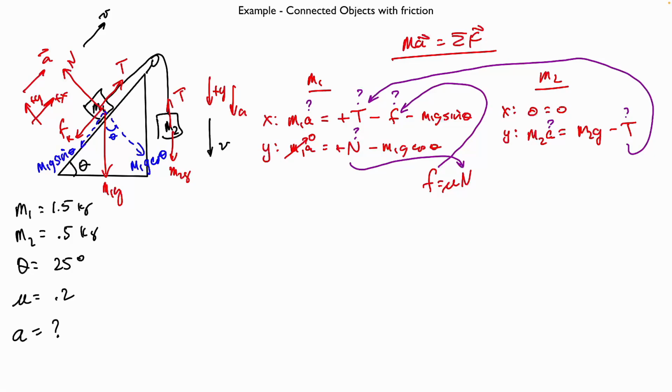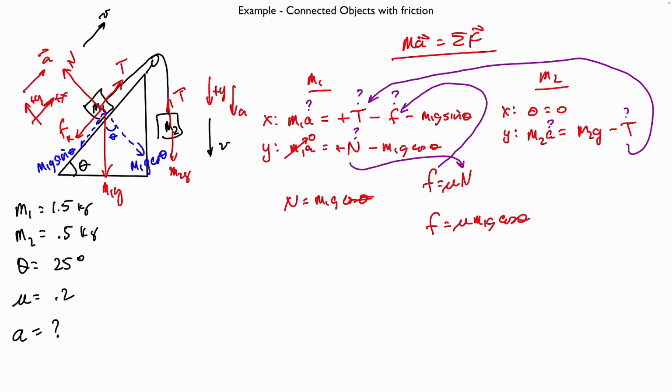Dad mode off. Let's solve this thing. Let's do what I said. So the normal is going to be m1g cosine theta. That n goes into this f, so now it's mu m1g cosine theta.